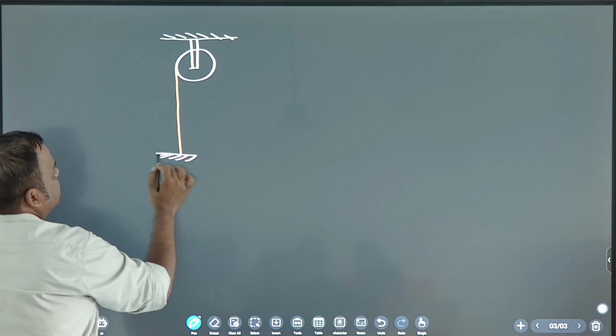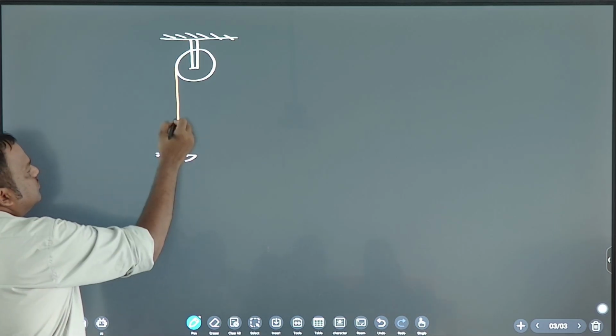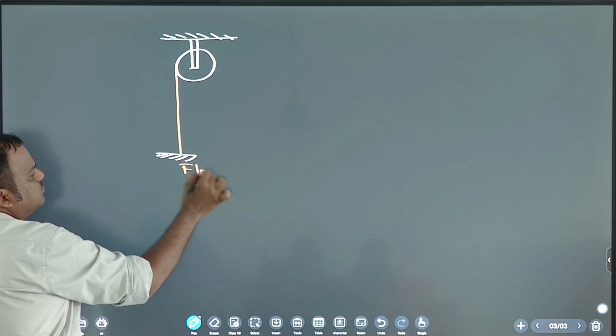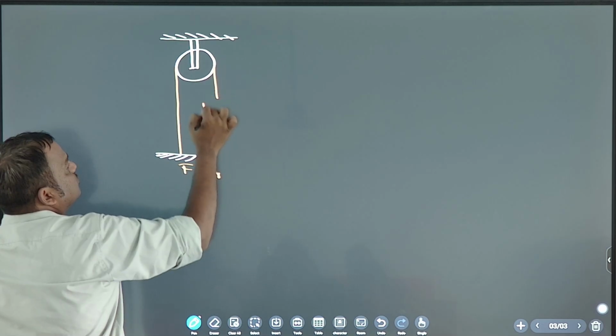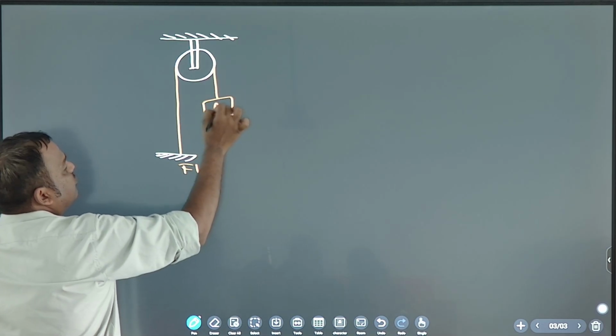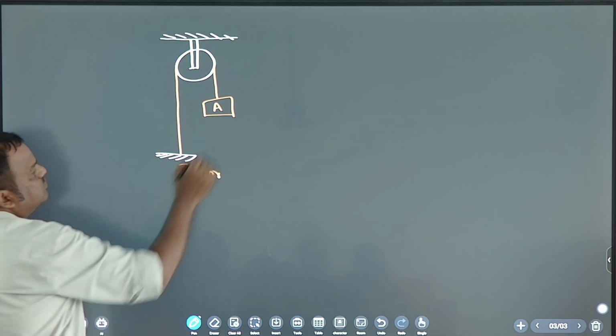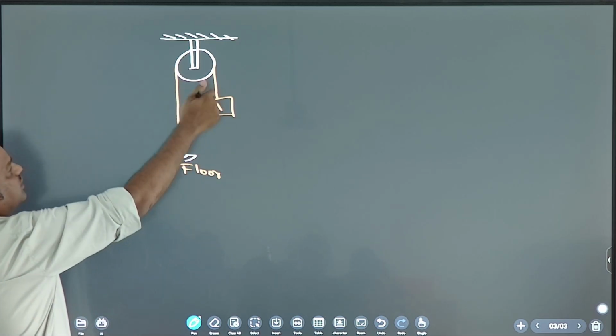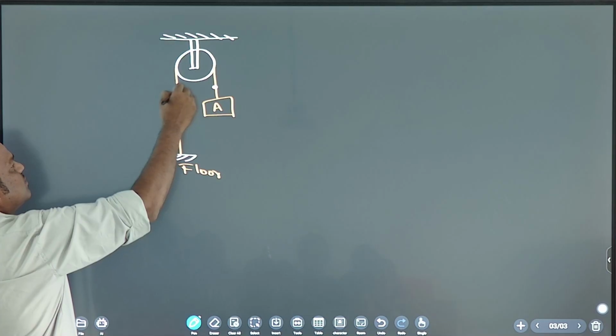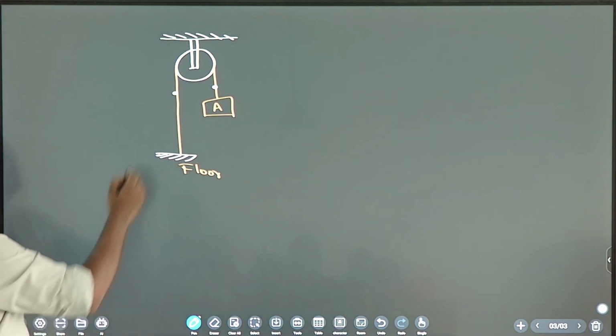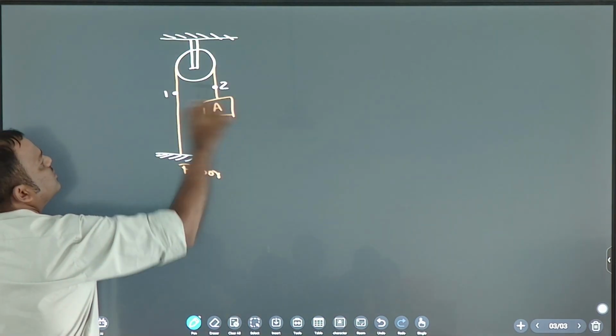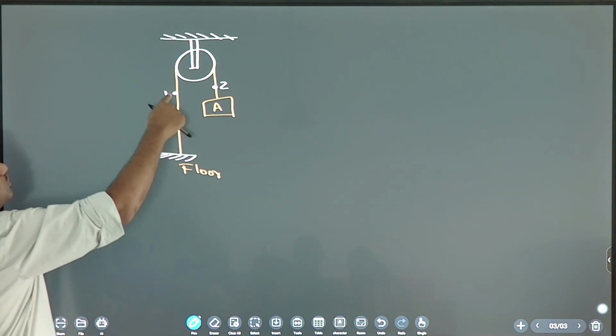This point is fixed. This is the floor. Now you have one block here. Now you tell me, what are the accelerations of these 2 points? Suppose this point is 1, this point is 2. What is the acceleration of 1 and 2?